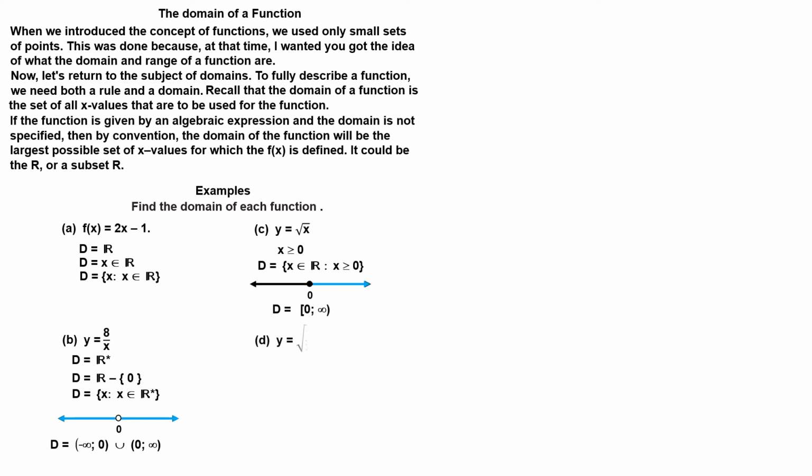Look at example D. We cannot take the square root of a negative number and we cannot divide by 0. So we must have x greater than 0. The domain is the set of all x values that belong to the real numbers, such that x is greater than 0. We could represent the domain on a real number line and use interval notation.